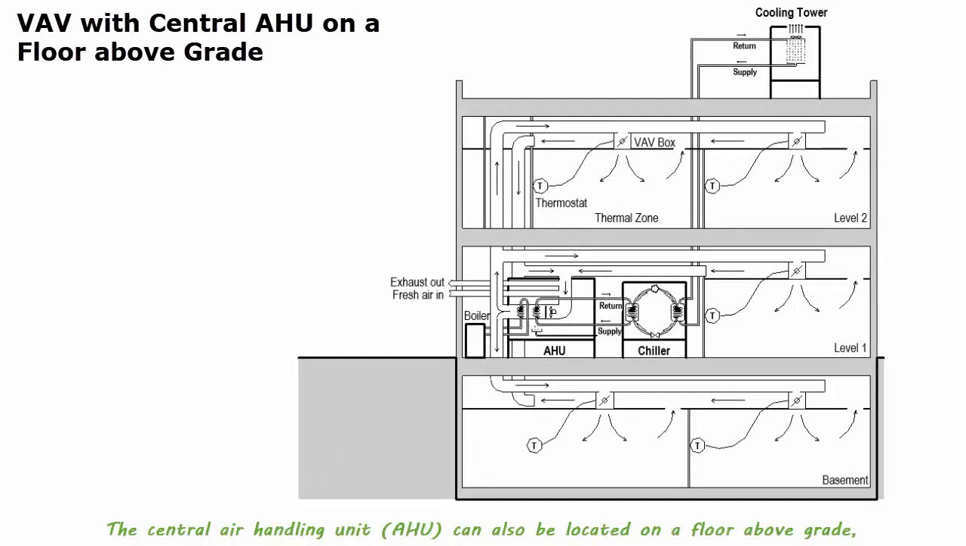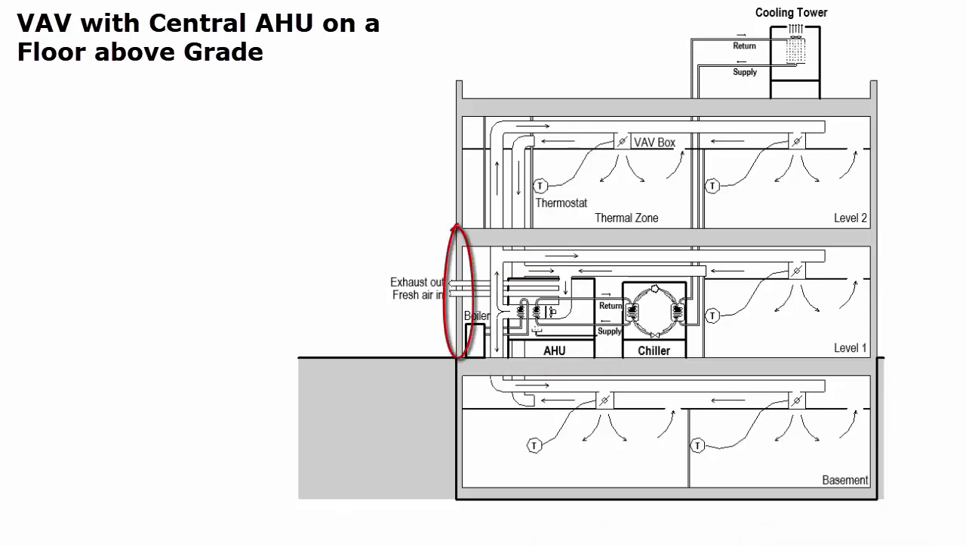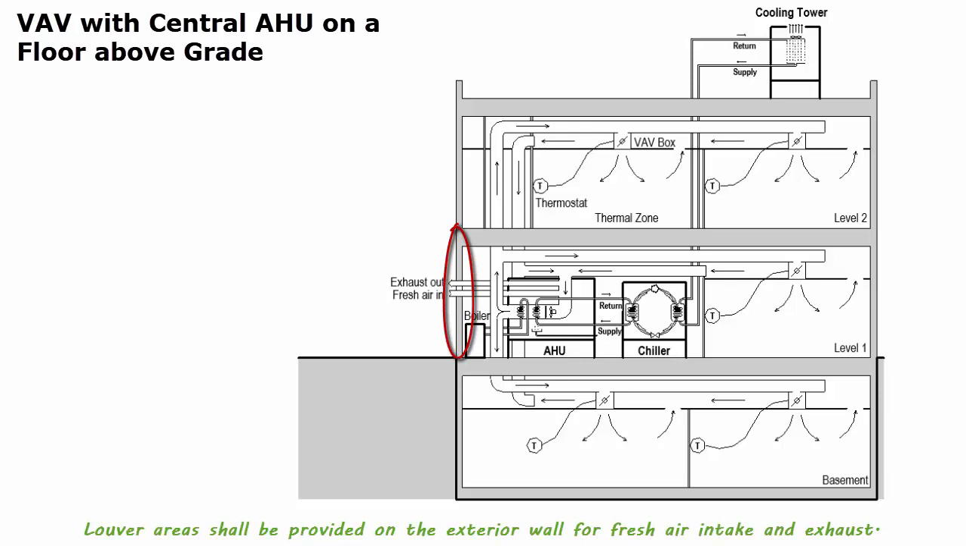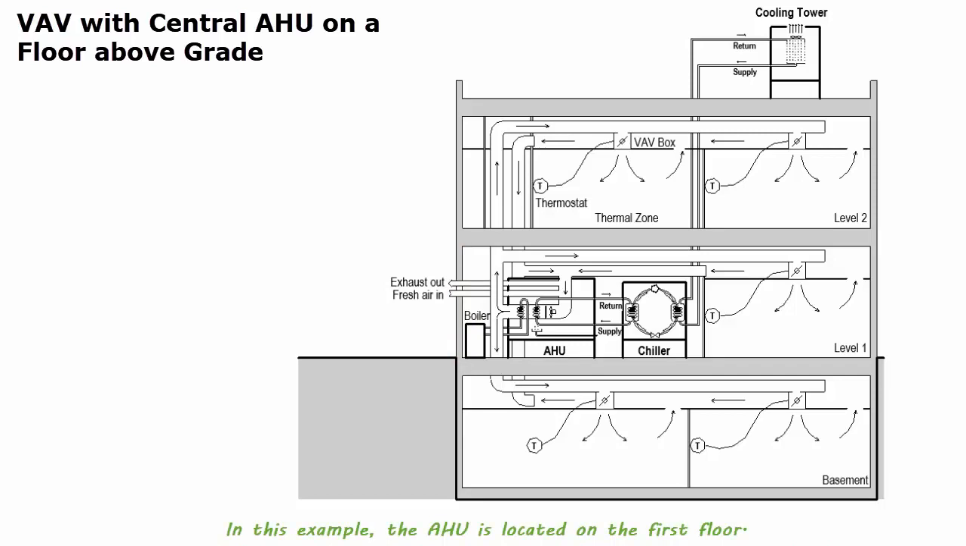The central air handling unit can also be located on a floor above grade, in which case it is desirable to place the unit in a mechanical room adjacent to an exterior wall. Louver areas should be provided on the exterior wall for fresh air intake and exhaust. In this example, the air handling unit is located on the first floor.